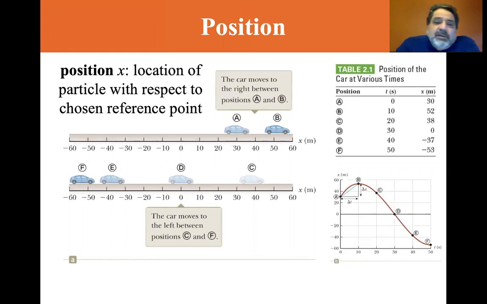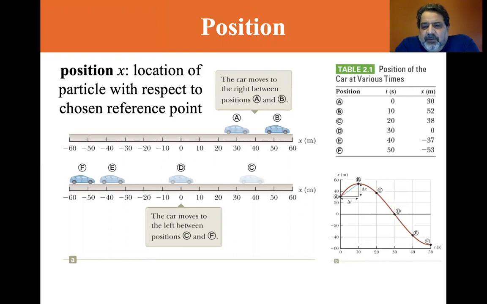Then it reverses at C. It's at 38. At D, it's at 0, the origin. And then at 40, it's minus 37. And at 50, it's minus 53. So the car moves in one direction and then reverses back in the other direction. And you can see the plot.